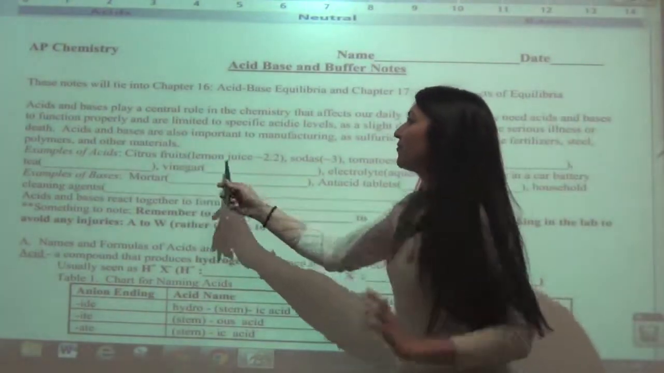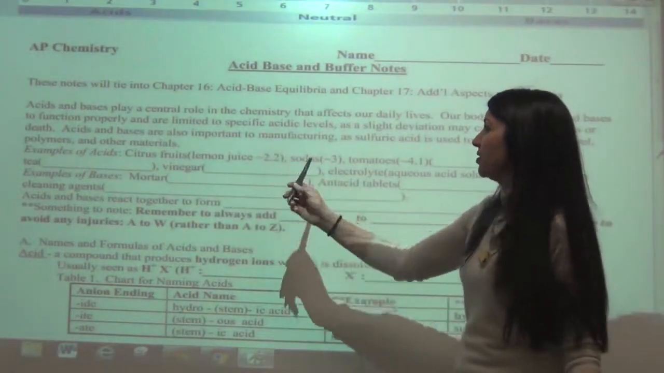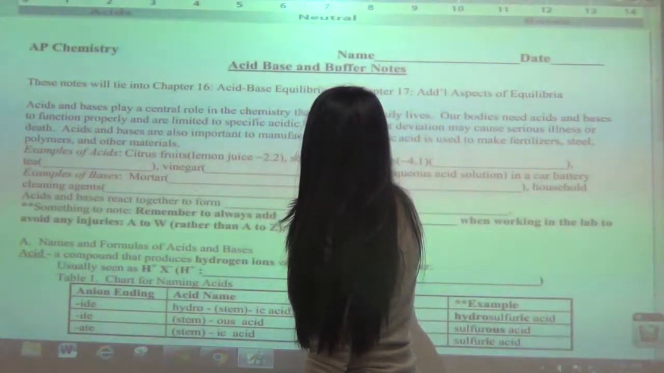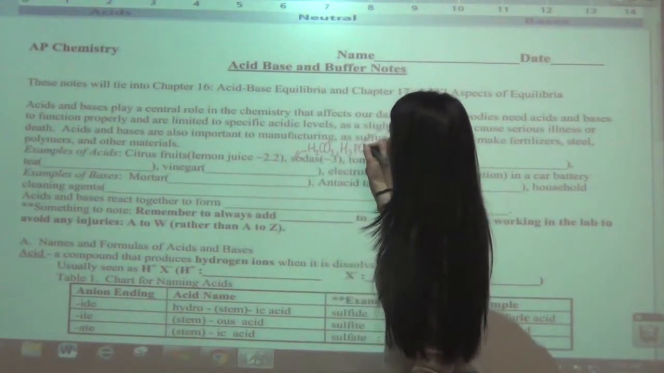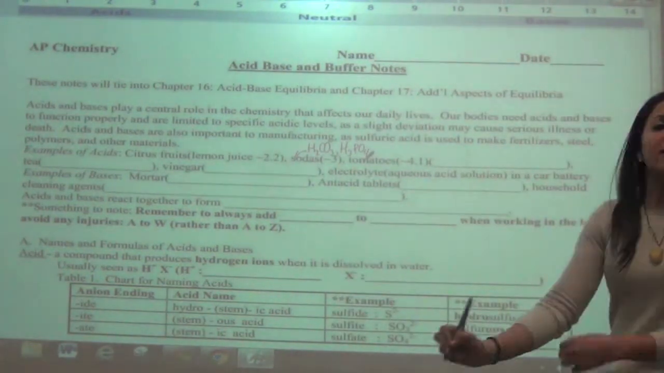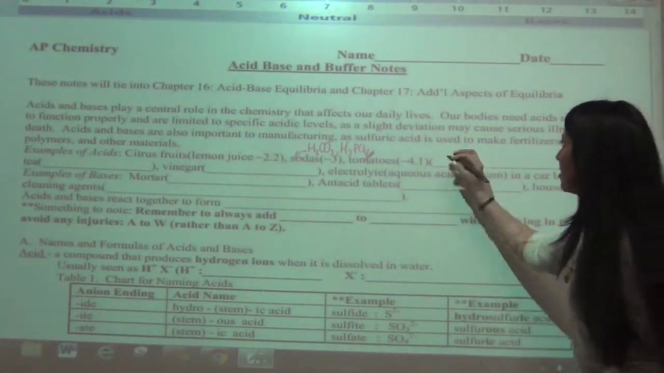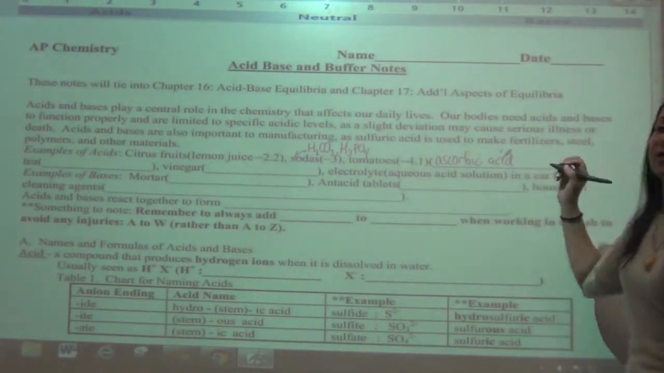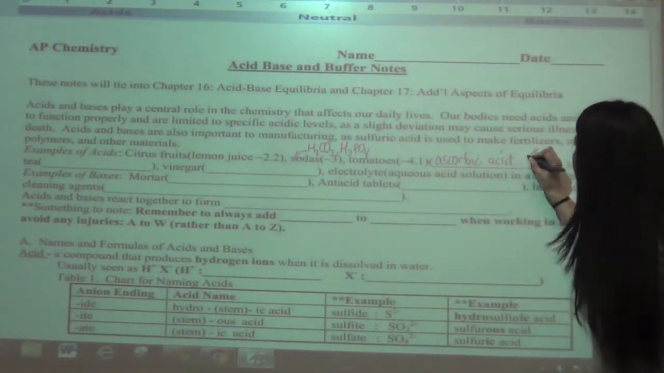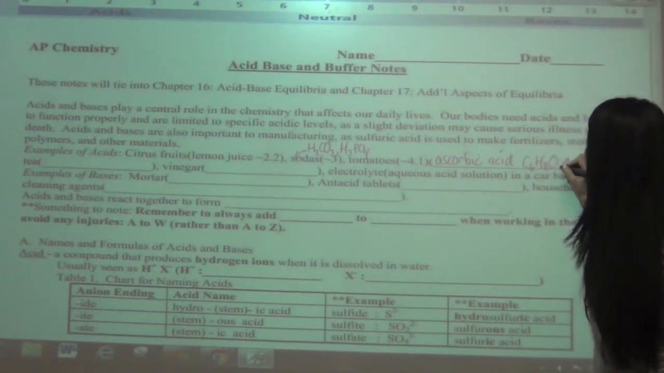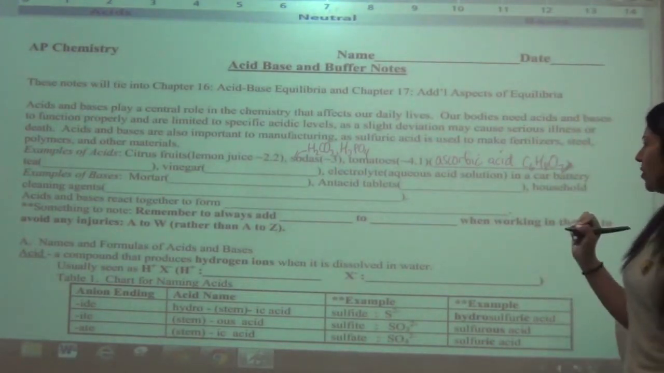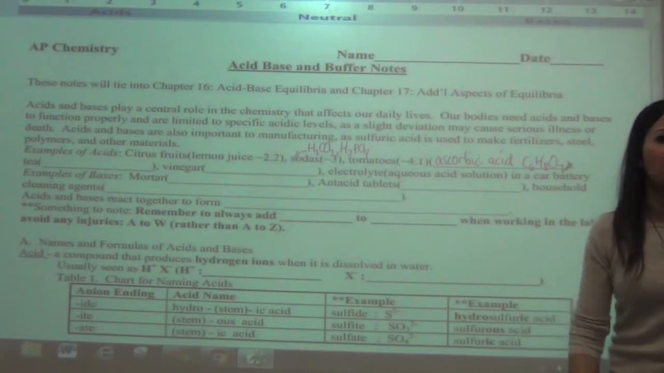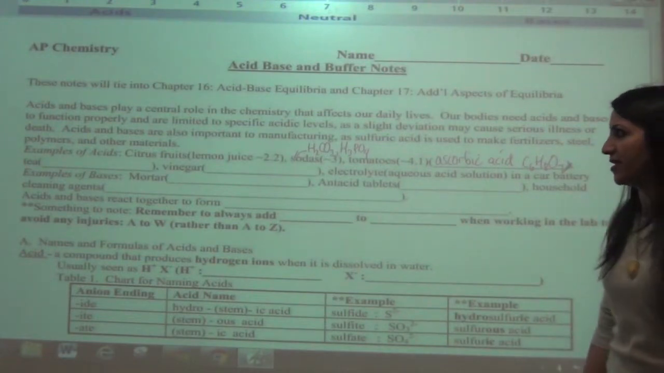Okay, so citrus fruits like lemon juice have a pH around 2.2. Sodas, which we said were like phosphoric acid or carbonic acid, so you can get something like H2CO3 or H3PO4, would be some of the acids. Tomatoes have what is called ascorbic acid, and the formula for ascorbic acid is C6H8O7. It doesn't really look like an acid, but as long as it's going to donate hydrogen ions, that's what makes it an acid.